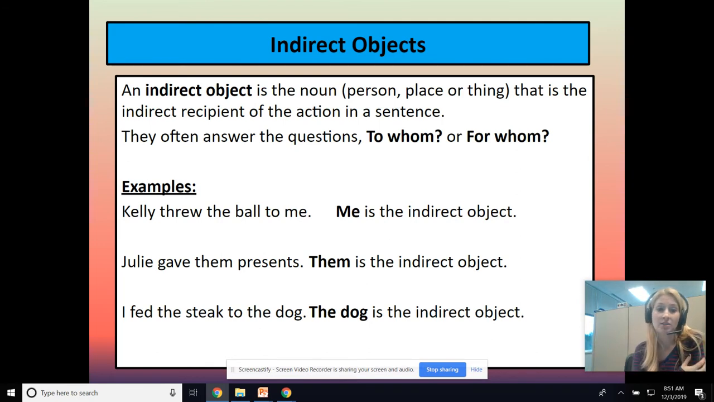Here we're focusing on the indirect object, which often answers the question to whom or for whom. So for example, Kelly threw the ball to me. Me is the indirect object. Answers the question, to whom did Kelly throw the ball? Julie gave them presents. Them is the indirect object because you could say, to whom did Julie give the presents? To them.